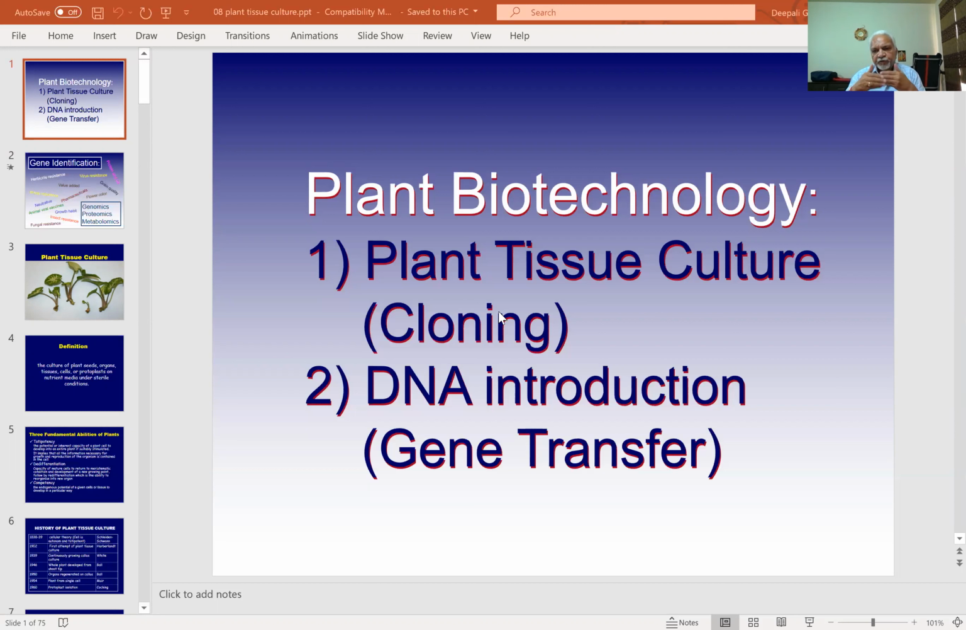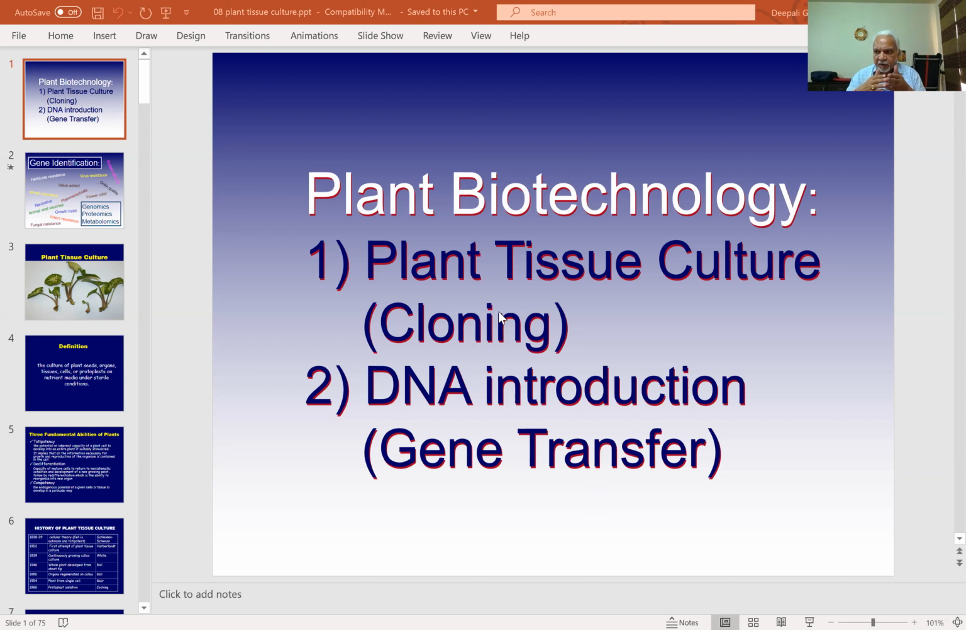So, both these aspects of plant biotechnology are interconnected, actually. Okay, so we will be one by one talking about both these aspects of plant biotechnology. First, I'll begin with plant tissue culture and how plant tissue culture has been utilized for improving the plants for their performances, whether it is towards productivity, quantitative or qualitative.